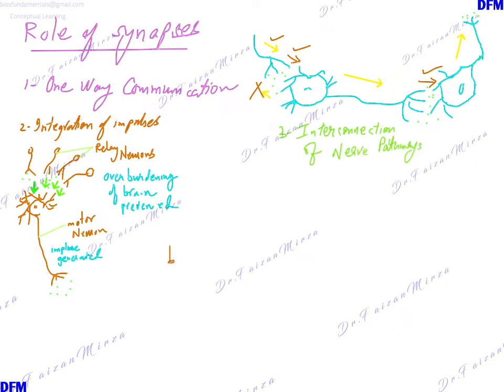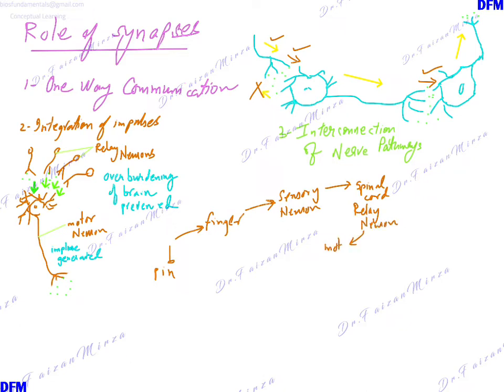Then comes the interconnection of nerve pathways. When we are discussing interconnection of nerve pathways, let's take the example of the reflex arc. If your finger ends up hitting a pin, you have a sensory neuron that takes the impulse to the spinal cord, where you have the relay neuron. The relay neuron transmits the impulse to the motor neuron, and then the bicep muscle contracts and you have a withdrawal reflex. The hand is pulled back. So this withdrawal reflex occurred. This is a complete reflex arc.